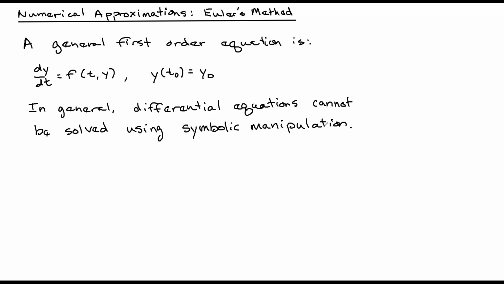So you may not be familiar with this symbolic manipulation term. That just means the method that we use for solving a linear first-order differential equation, where we just use a bunch of symbols and move things around, and by moving things around, we're able to go through and solve the differential equations. The exact equation method is a symbolic manipulation method. It's simply just moving symbols around, and you're able to come up with a solution. In general, differential equations cannot be solved using symbolic manipulation.